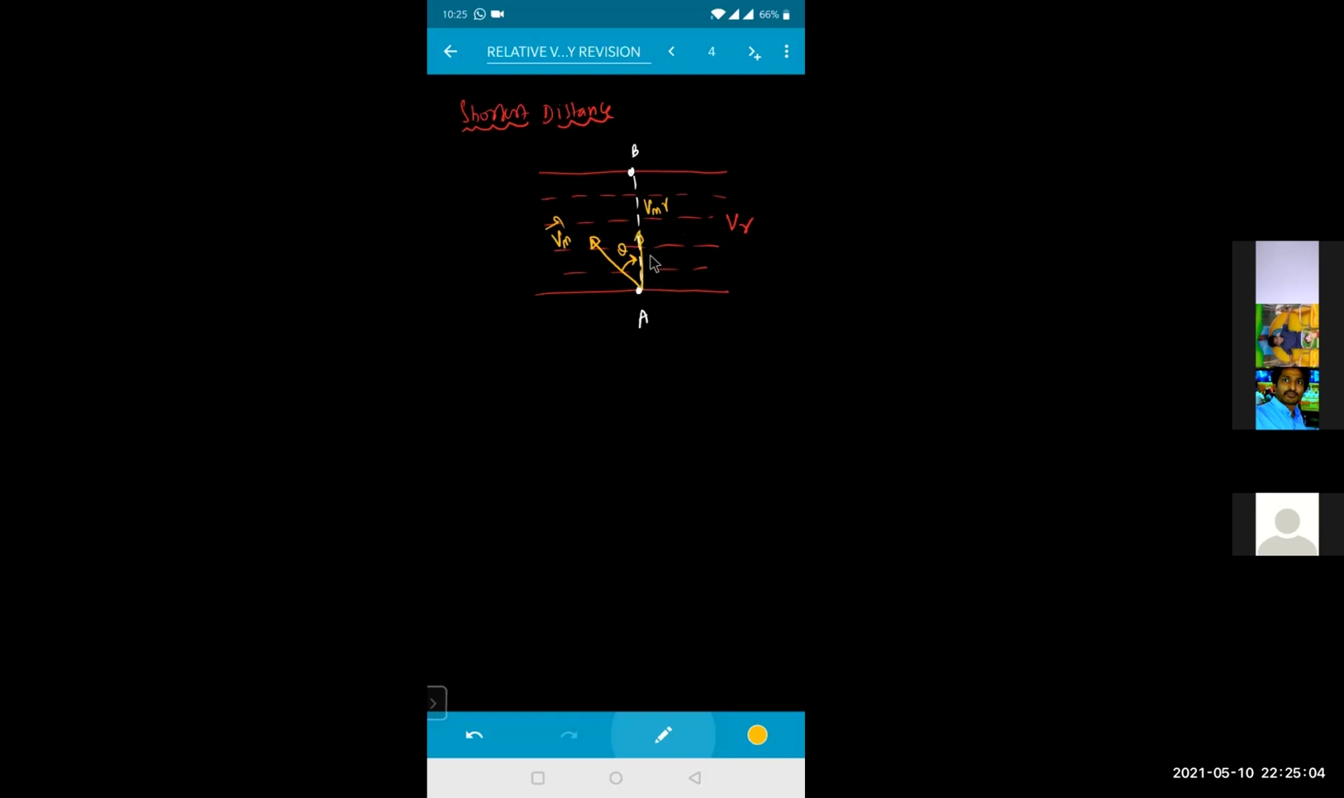If I resolve this Vm, here I'll be getting Vm cos theta, and in this direction, I'll be getting the velocity of the man into sin theta. And the width of this river is nothing but W. This is the width of the river. Now see here, this is the initial position and this is the final position.